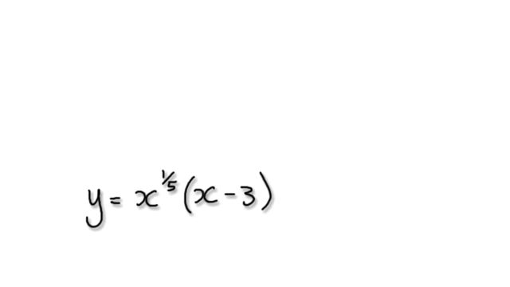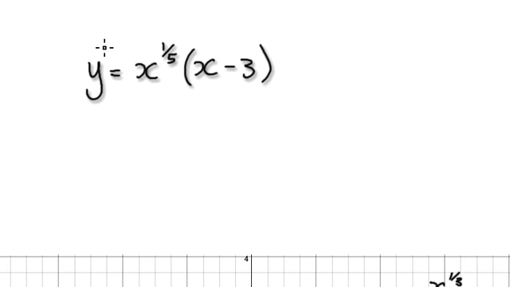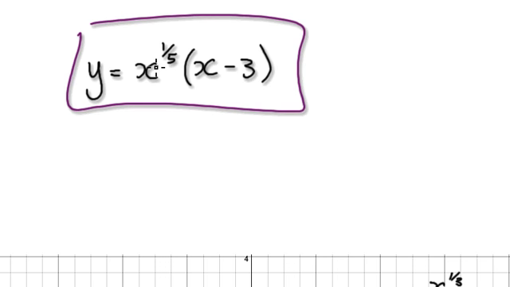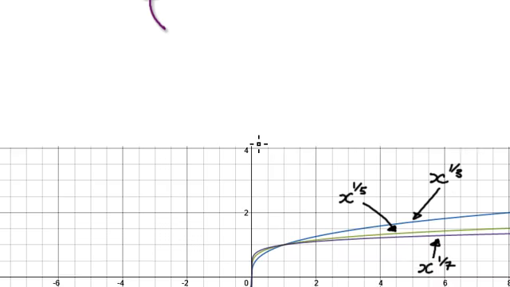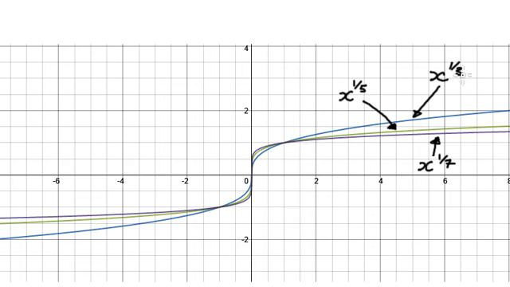Let me give you another example. So here we're going to try and sketch this graph here, but visualize this as one block multiplying with another block here. Okay. I don't know if you're aware, but if you look at this x to the power of 1 over 5, it will look something like this. So x to the power of 1 over 3 would be this blue line, x to the power of 1 over 5, and this is x to the power of 1 over 7.